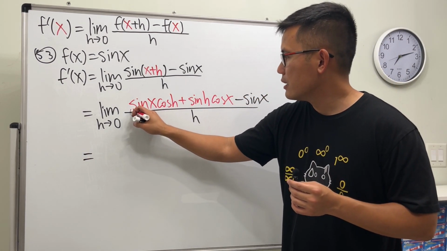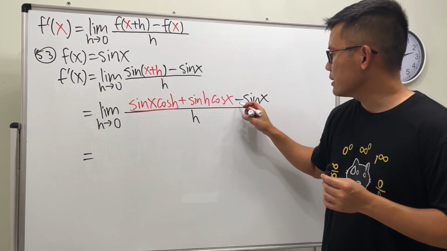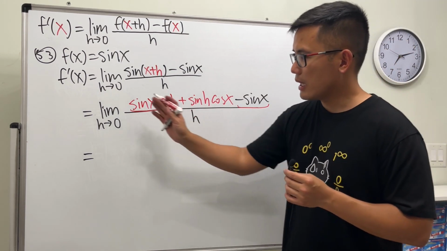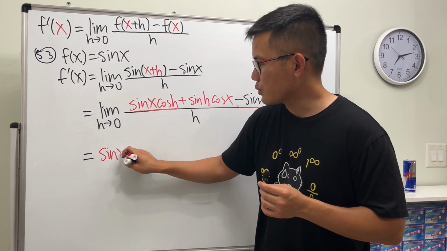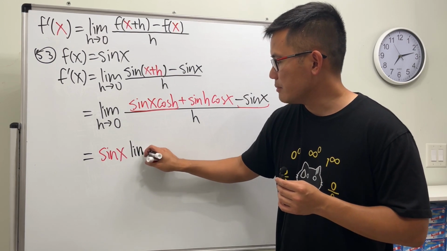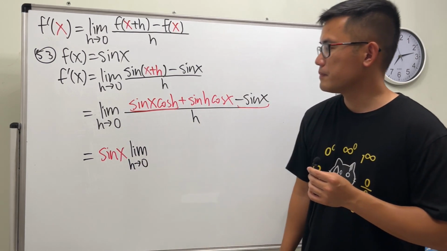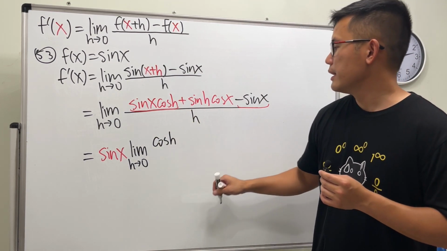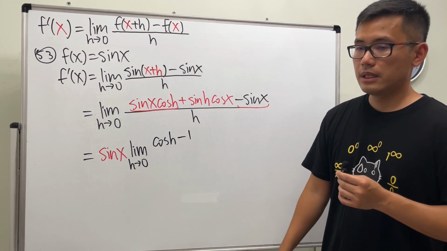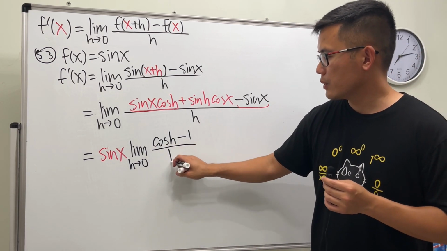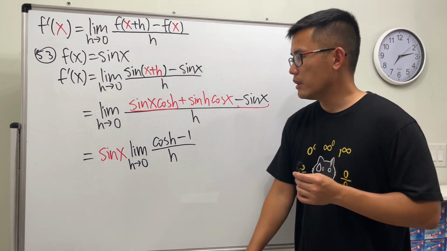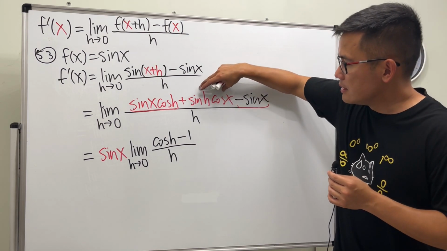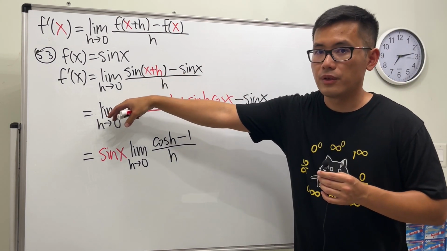I'm going to pair this and that right here, okay? And then I'll factor out the sine x and then put it on the outside of the limit. So we have the sine x right here. And then let's look at the limit as h approaching 0. Here we'll just have cosine of h and then minus 1. And then over h, we'll still have that denominator. All right? And of course we have other stuff too. But for the other stuff is this over h, and then we can take the limit of that.